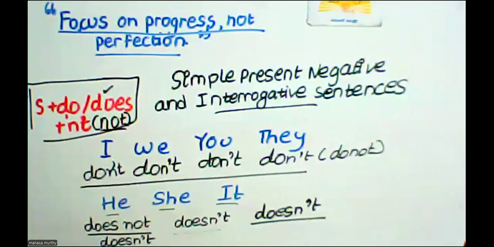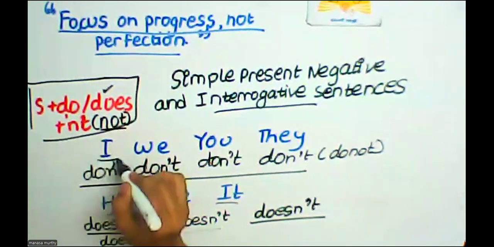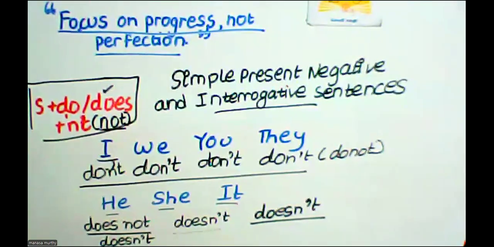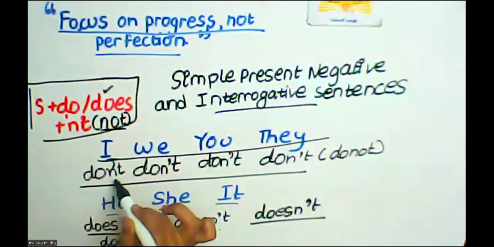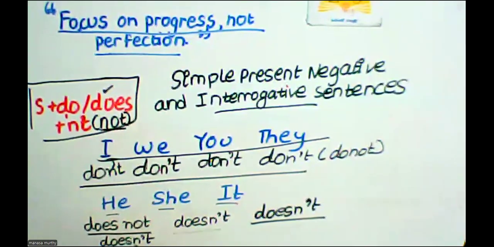Very good. I don't like the chocolate. See, when the subject is I or we, we say don't. We do not eat chicken. Good. For subjects like I, we, you, they, we use do, followed by the negative form not.